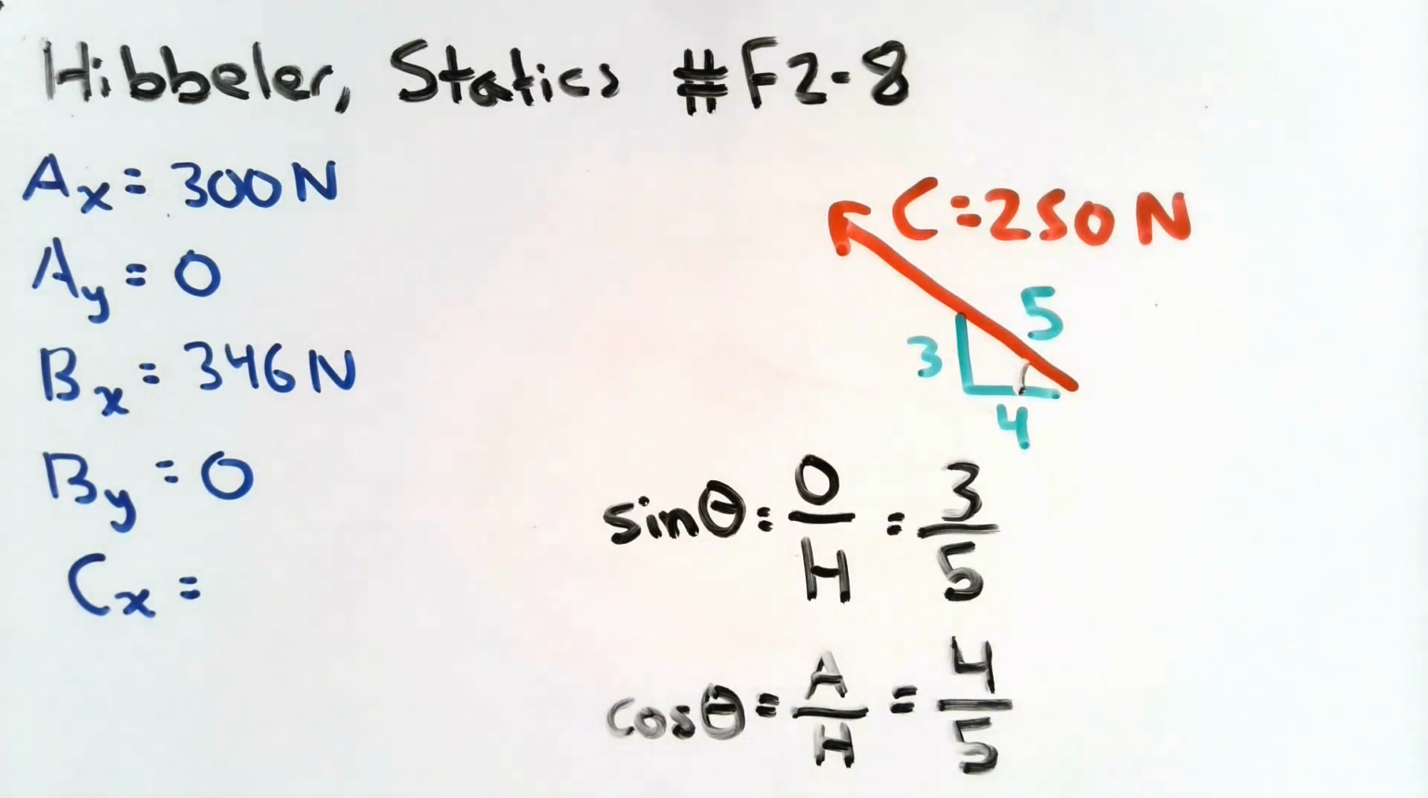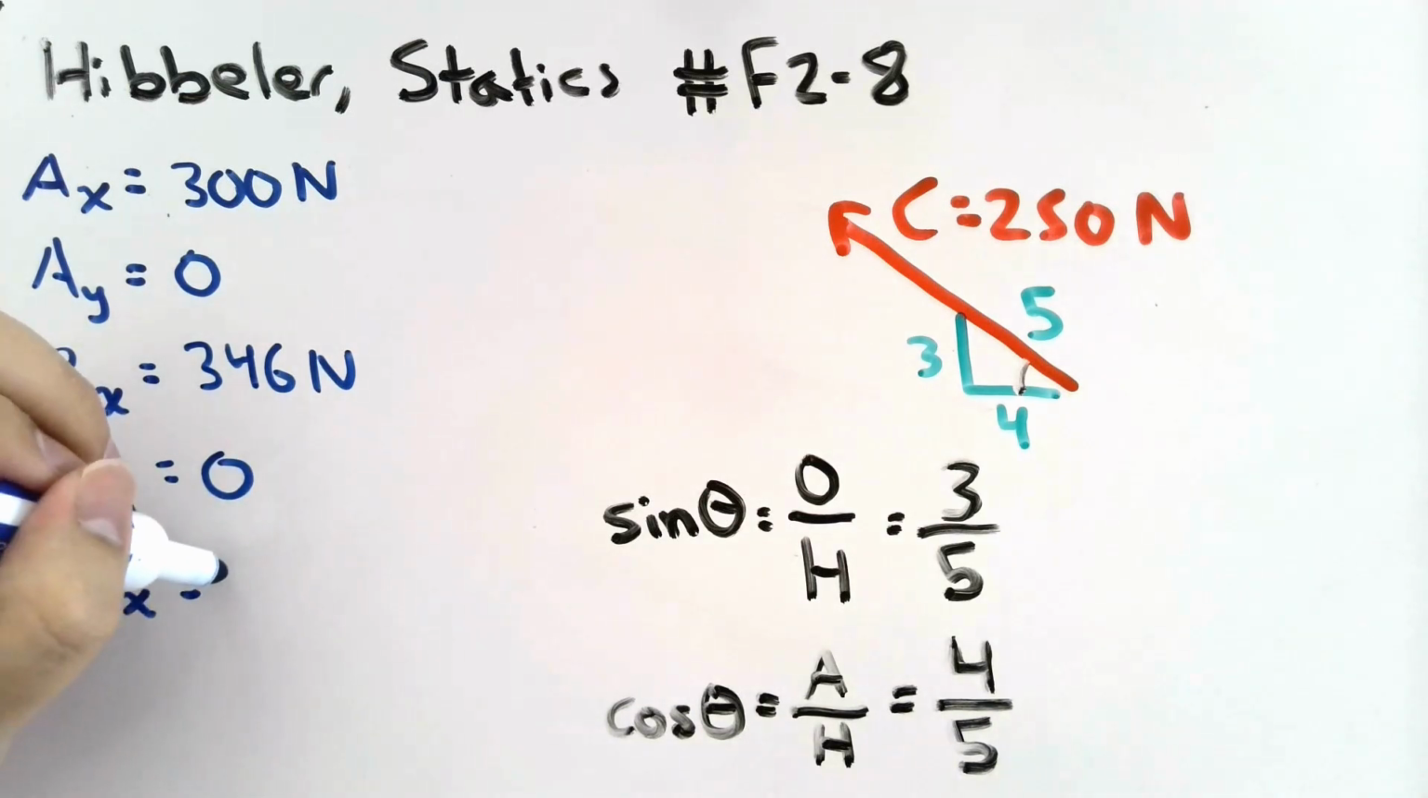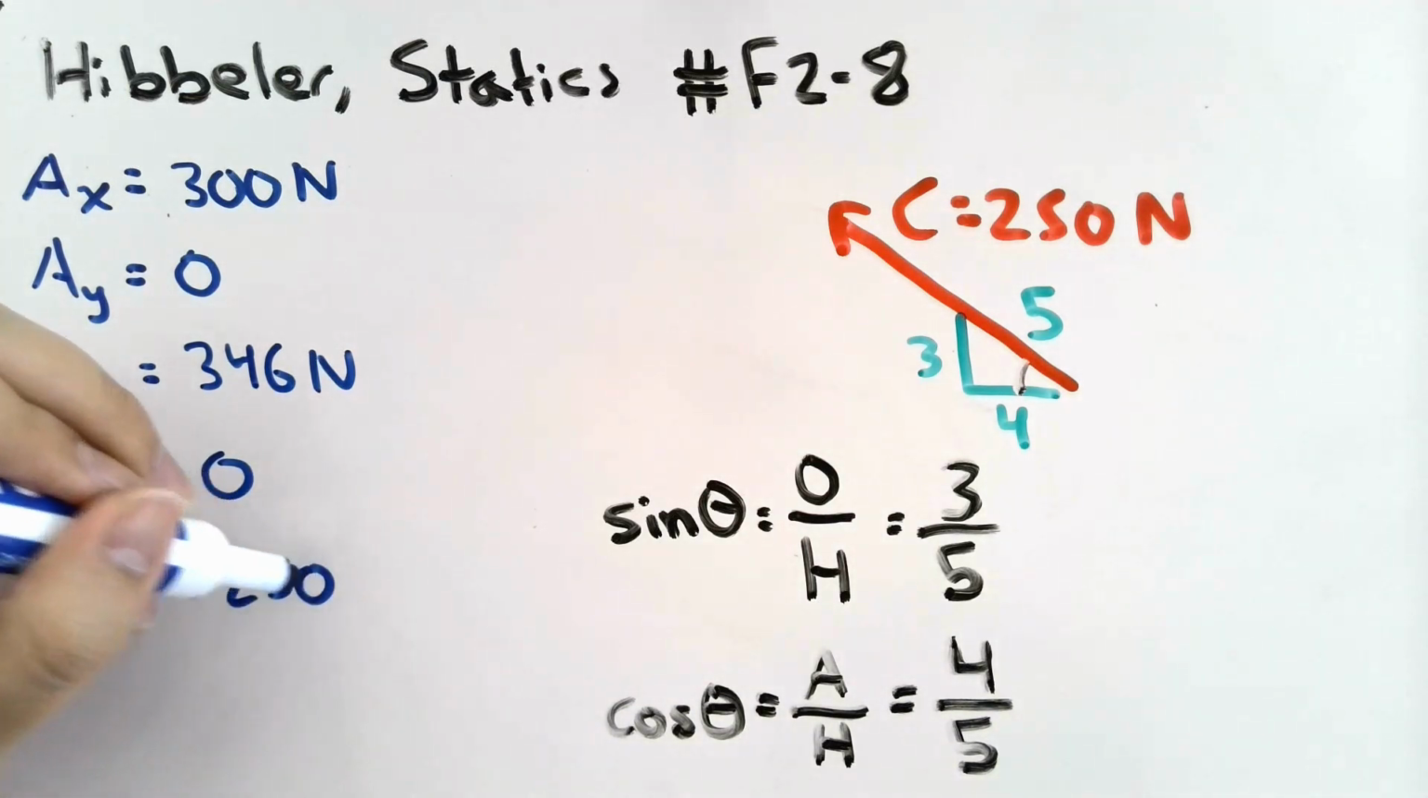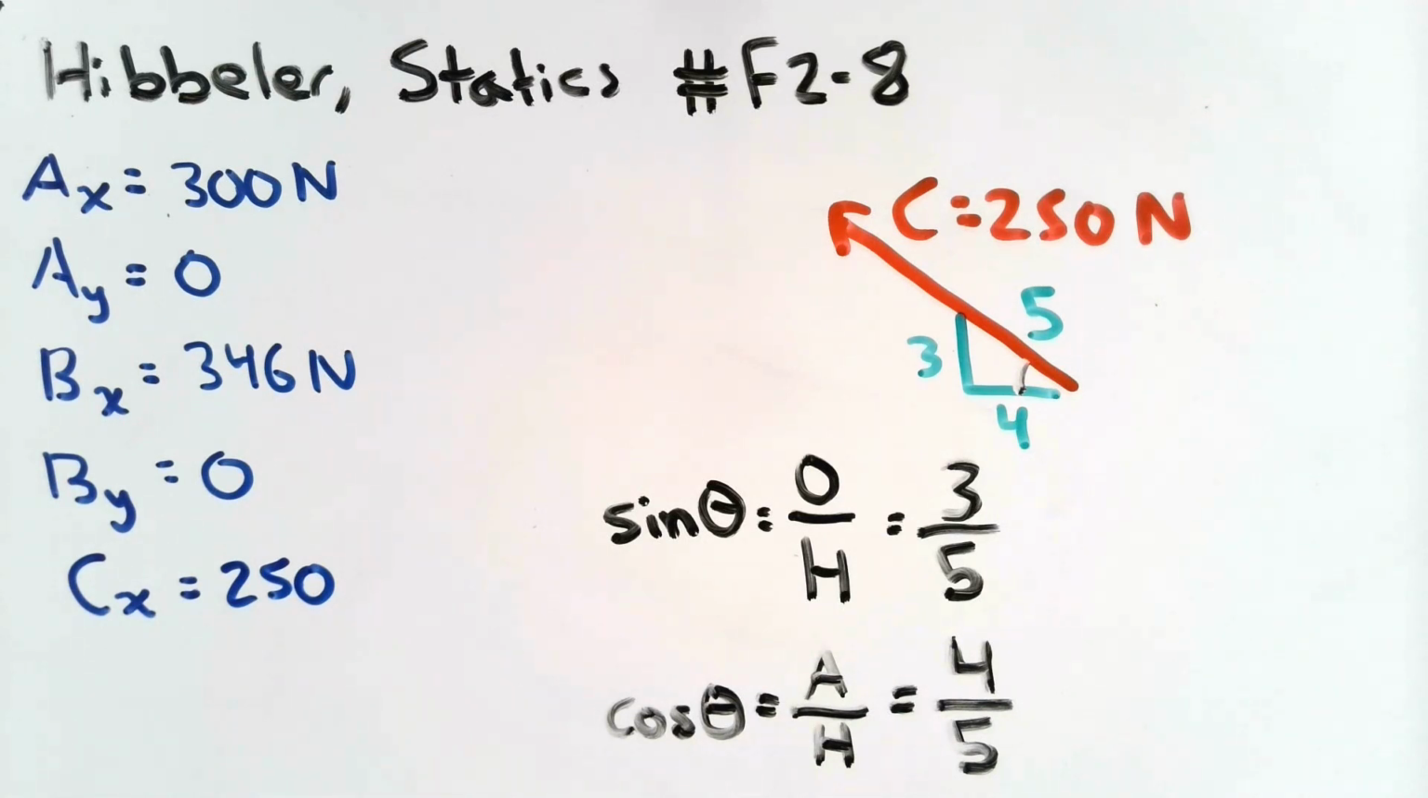For the x component of our vector c, we will have the magnitude of the vector times the cosine of your angle. And in this case, the cosine of the angle should be equal to 4 over 5.